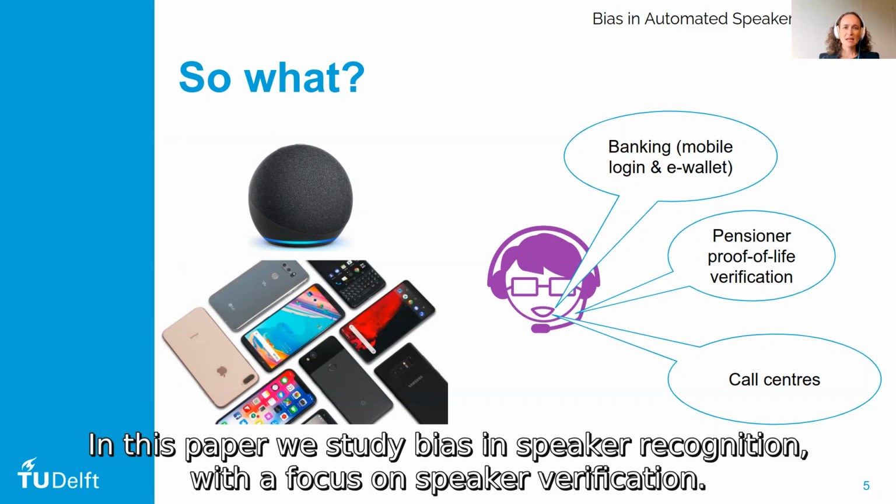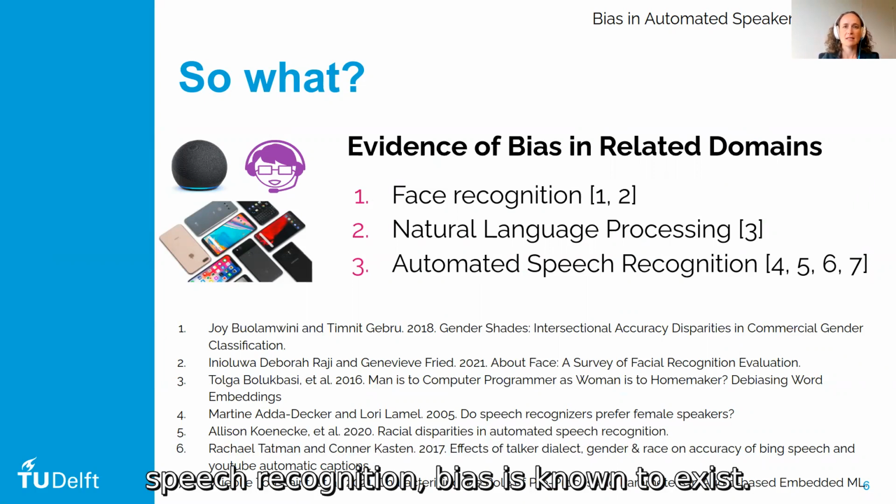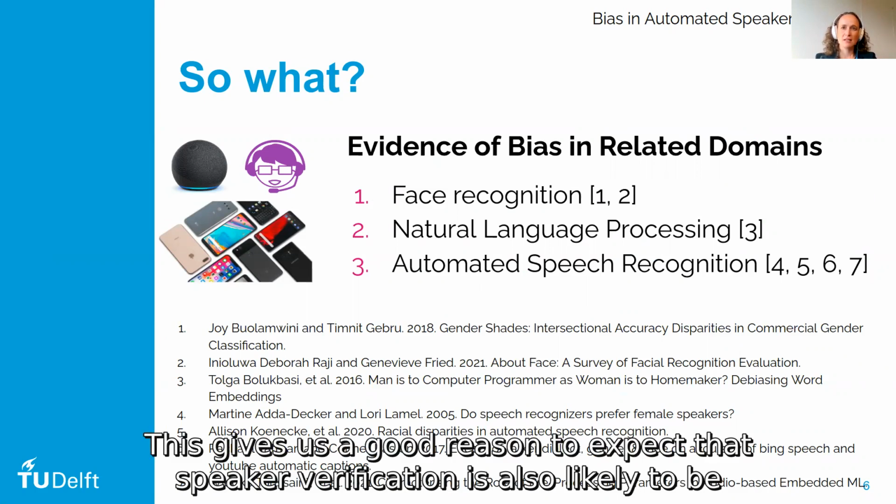In this paper, we study bias in speaker recognition with a focus on speaker verification. In adjacent fields like face recognition, natural language processing, and automated speech recognition, bias is known to exist. This gives us a good reason to expect that speaker verification is also likely to be biased.